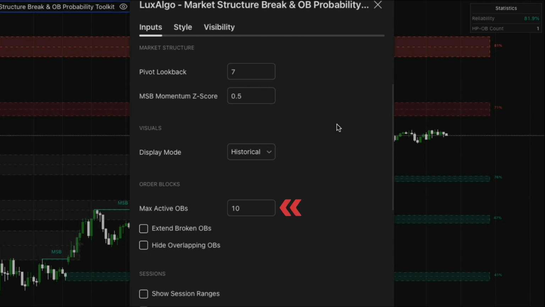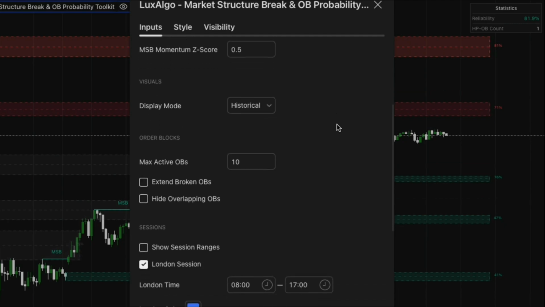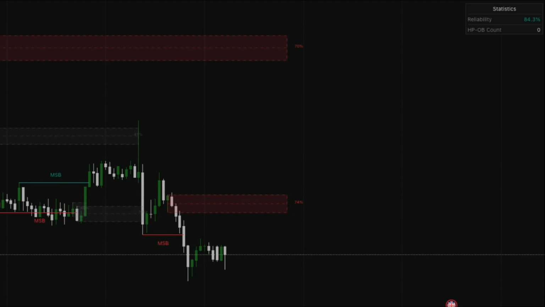In the order block settings, it's best to limit the number of active order blocks on screen to keep your chart clean. Enable the option to extend broken order blocks so you can see how price reacts when returning to flipped zones, and hide overlapping blocks to remove clutter. These small adjustments make a big difference in readability. Now let's talk about how to trade this properly.